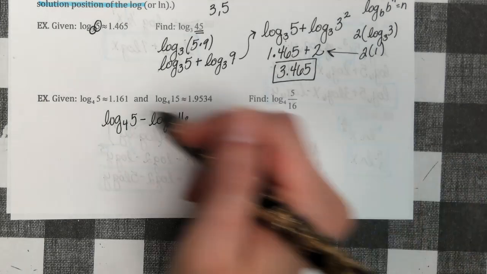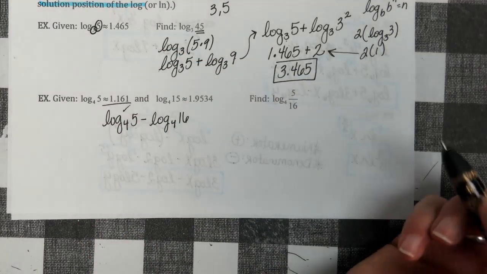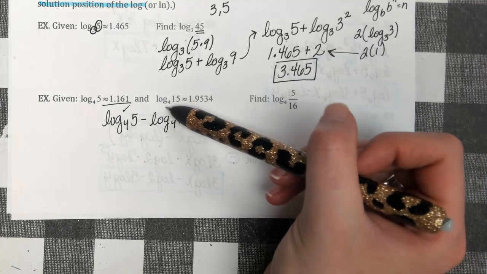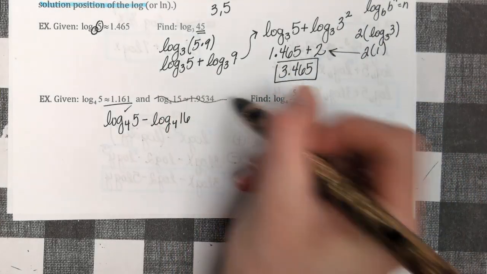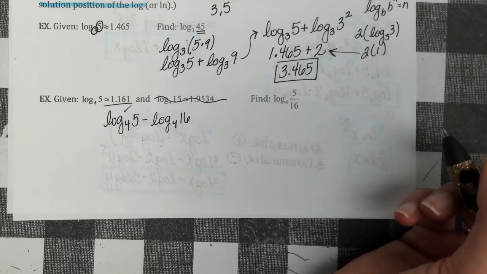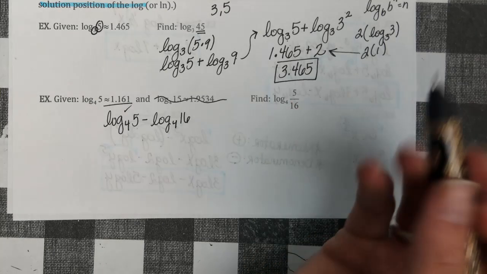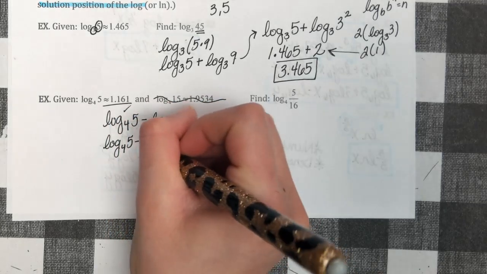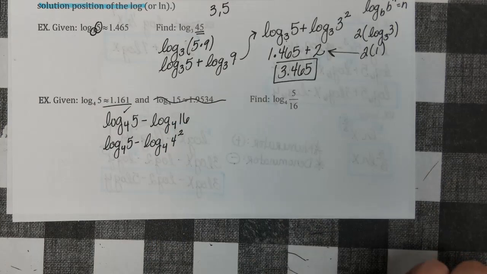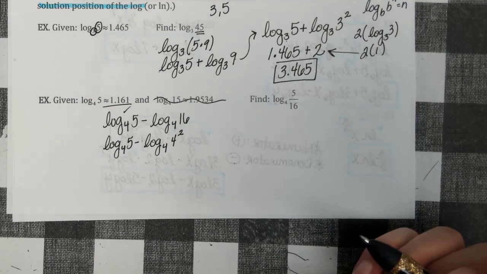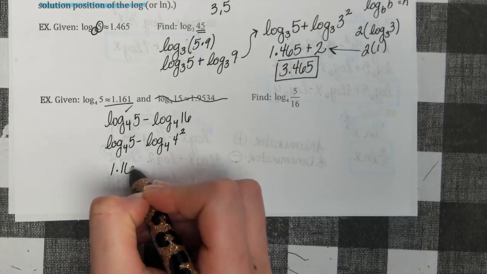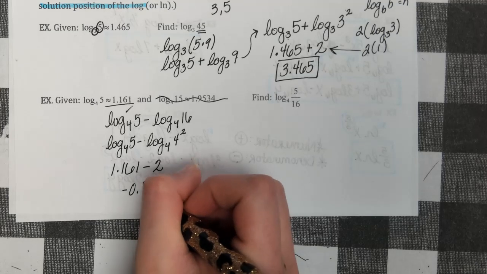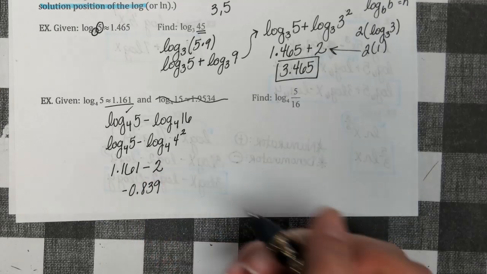Okay? Now that log base 4 of 5, I'm good because I know that value. Log base 4 of 16, I need to manipulate. This log base 4 of 15 is not a typo. It's just extra information. Just because I give it to you doesn't mean you need it. Okay? What can I do with 16? 4 squared. So log base 4 of 5 minus log base 4 of 4 squared. So this is 1.161 minus what? 2. And that answer would be 0.839.